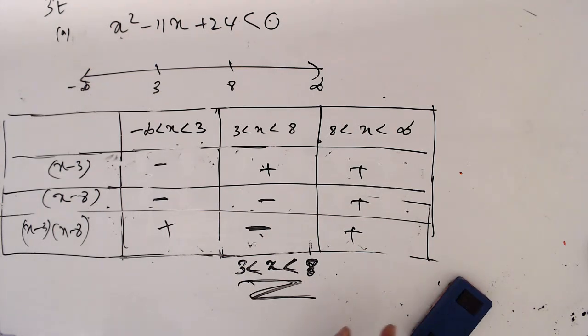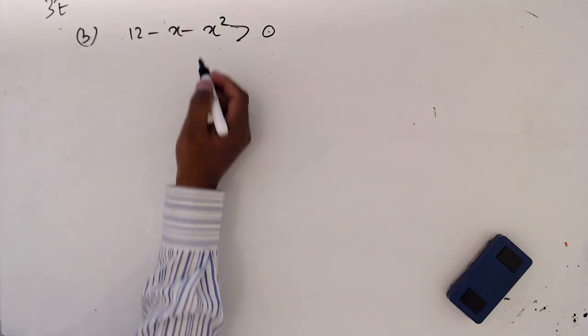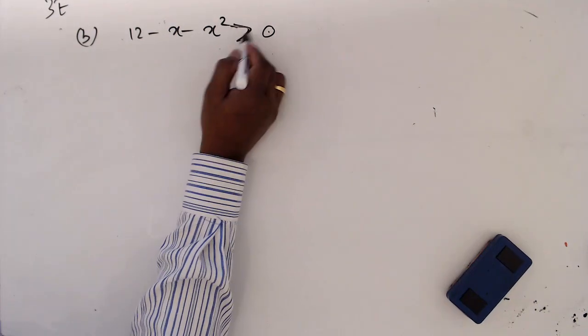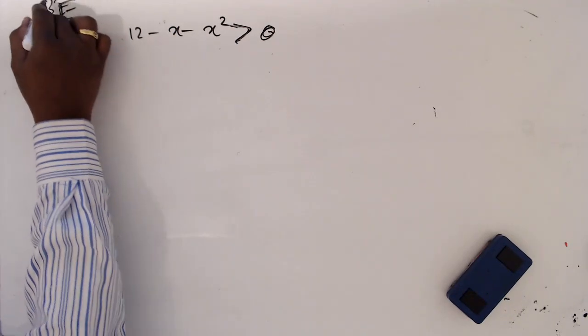Now you can see this kind of table on page 49. On page 49, if you look at it now, you can understand the table. Part B, 12 minus x minus x square greater than 0, Exercise 3E.